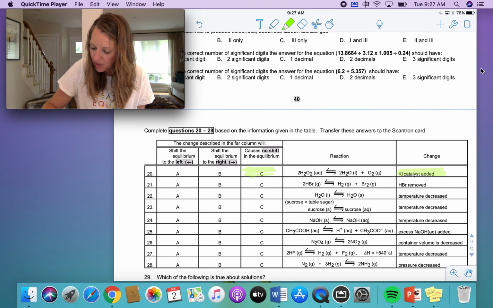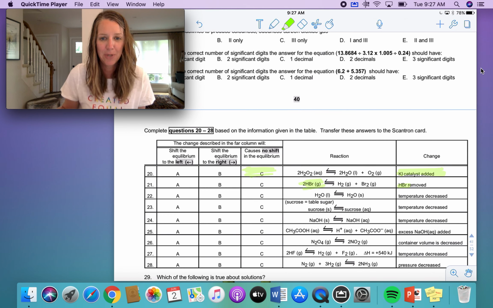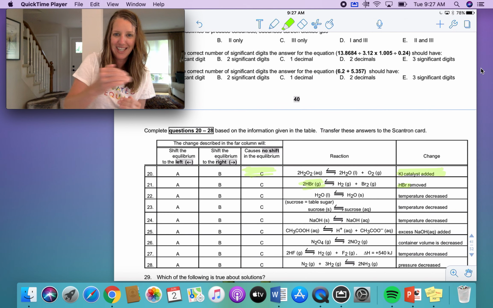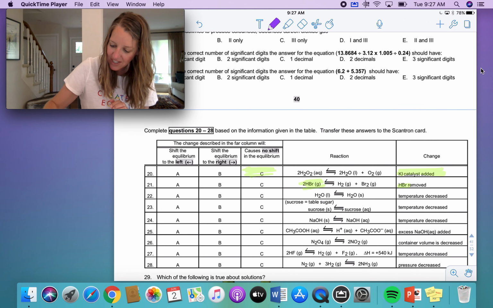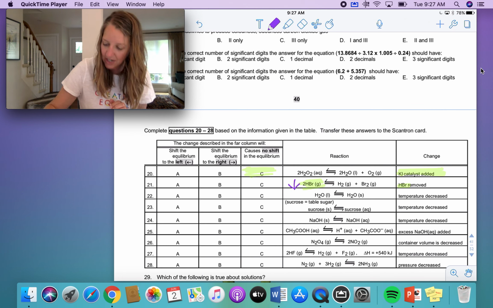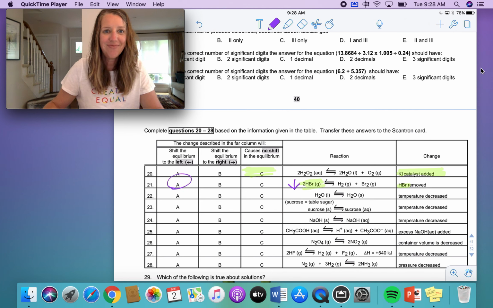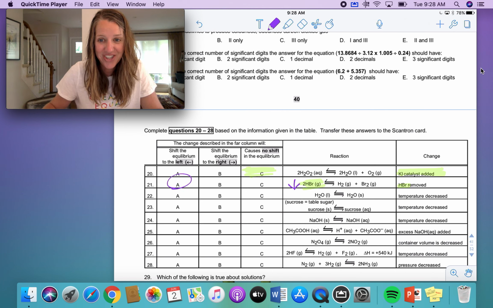Next one is a concentration one. So we're talking about the removal of hydrogen bromide. Hydrogen bromide is on the reactant side. Remember, you're going to memorize that when it increases, it shifts to the other side. So when it decreases, it's going to shift this way, right? So if you're decreasing the concentration of this gas right here, it's going to shift to the left. All right, that's a concentration example.